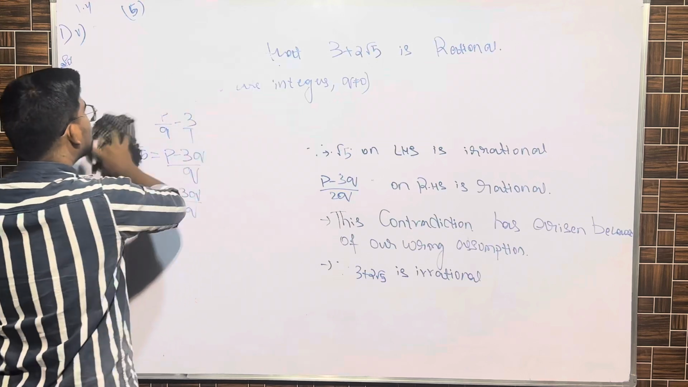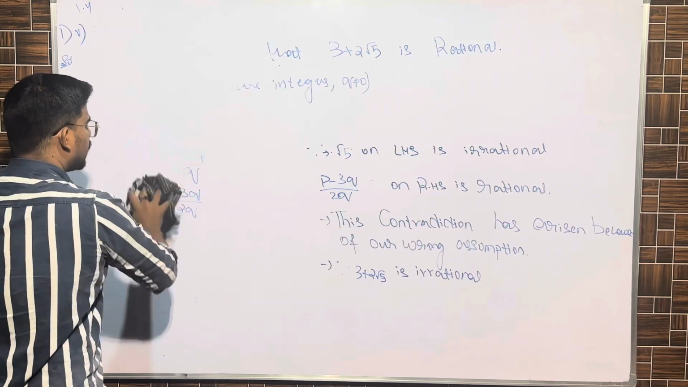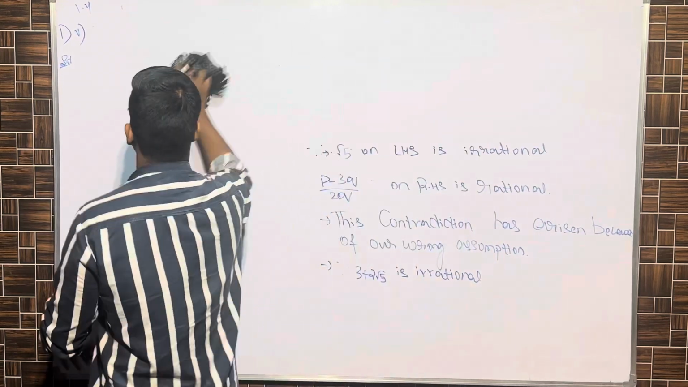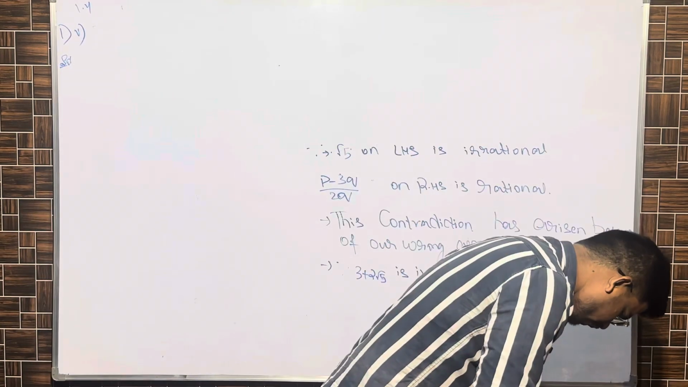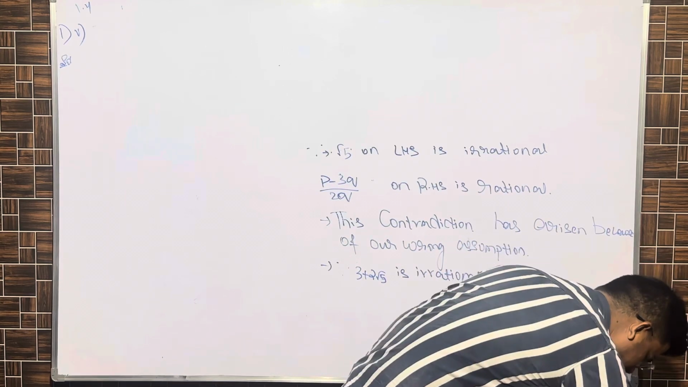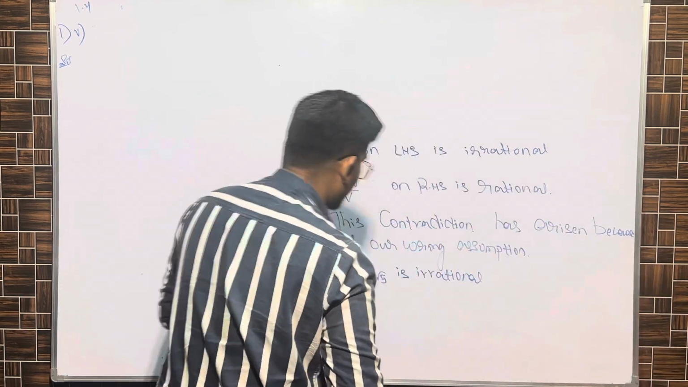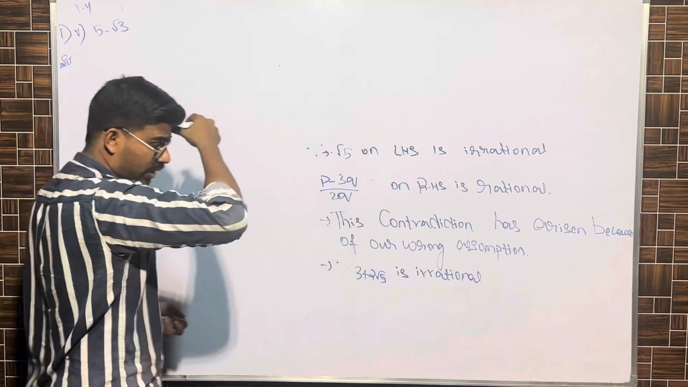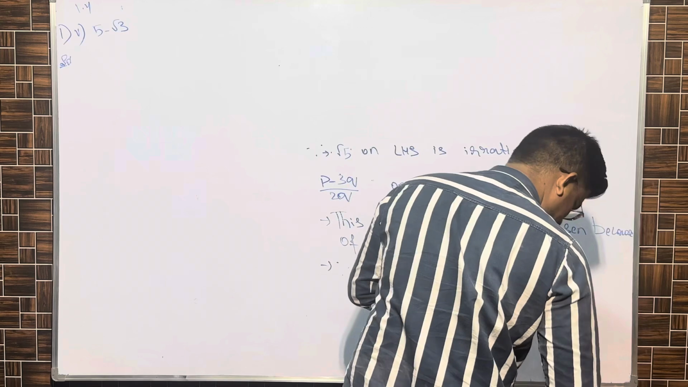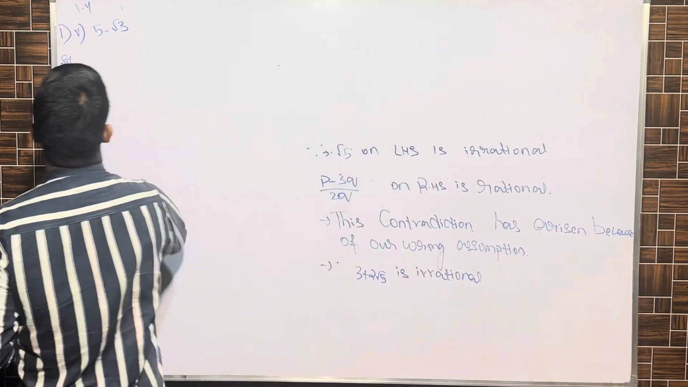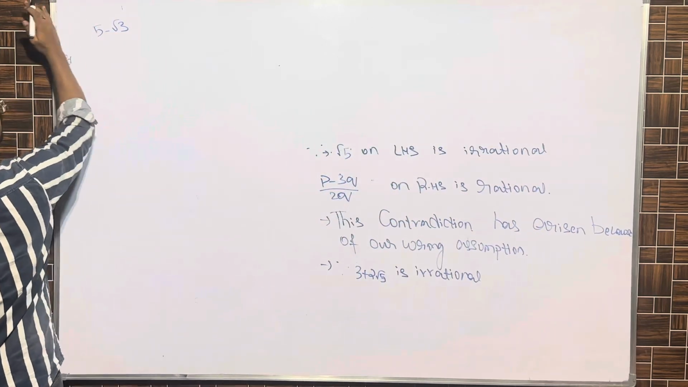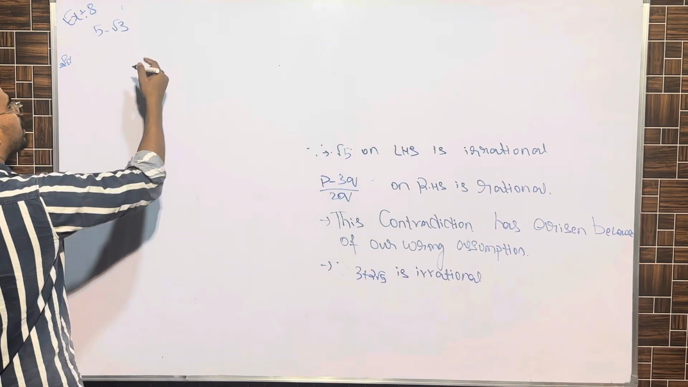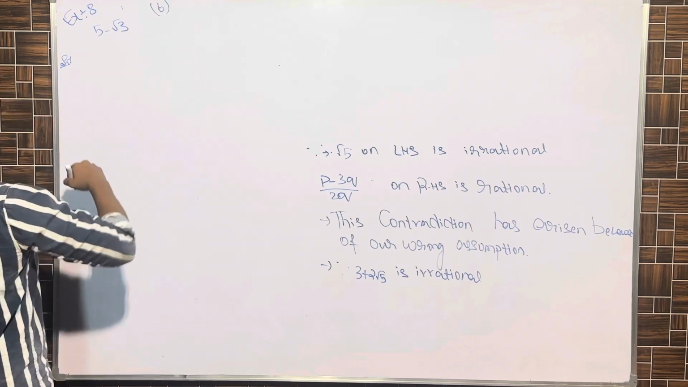Now one last question from this type of questions. Without wasting time, we'll start it off. What is the last one? It is 5 minus root 3. It is actually example 8, and as per our set of questions, it is question number 6.